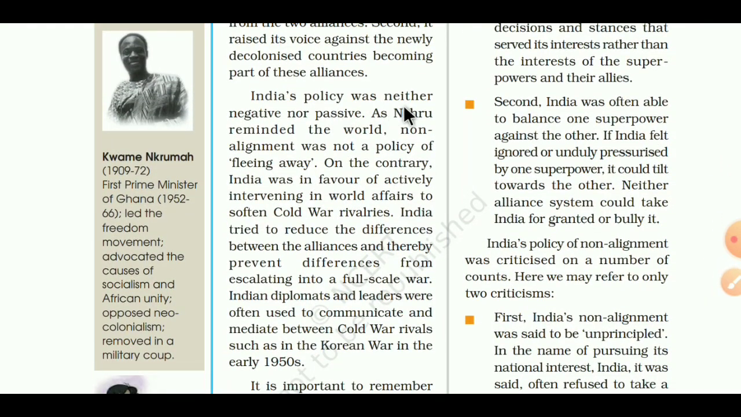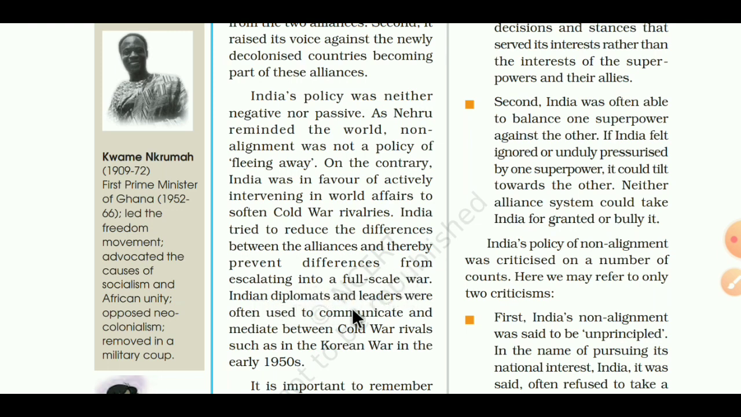India's policy was neither negative nor passive, as you see in this Ukraine war. When Russia invaded Ukraine, at that time also India played a great role. India neither supported anyone; India was just silent. But by this example of Ukraine and Russia, you will understand this full paragraph that I am telling you. On the contrary, India was in favor of actively intervening in world affairs to soften Cold War rivalry.